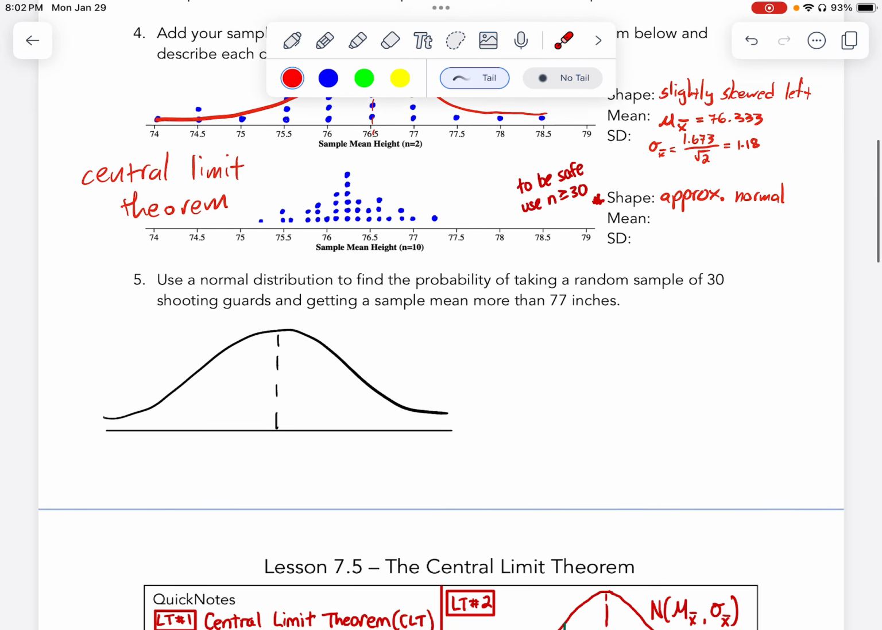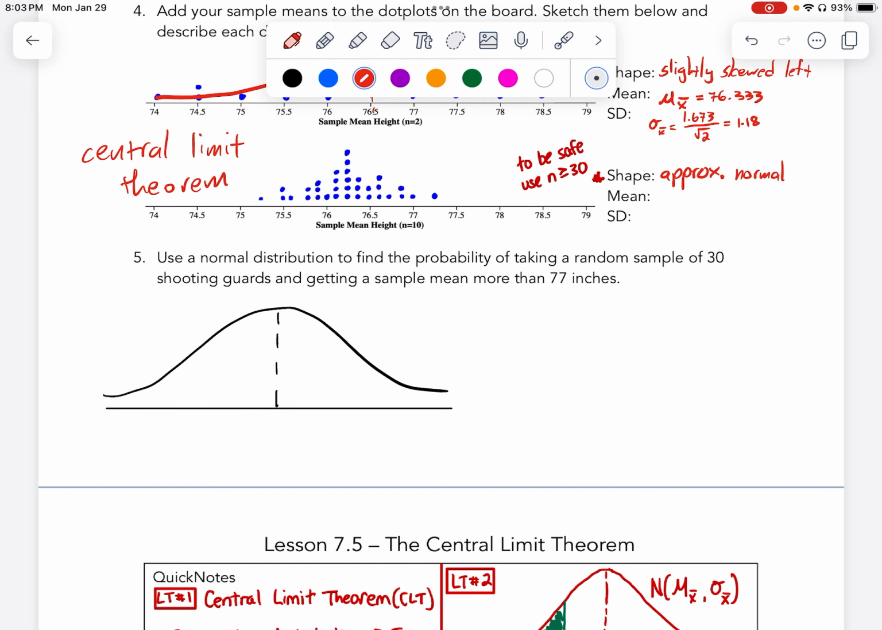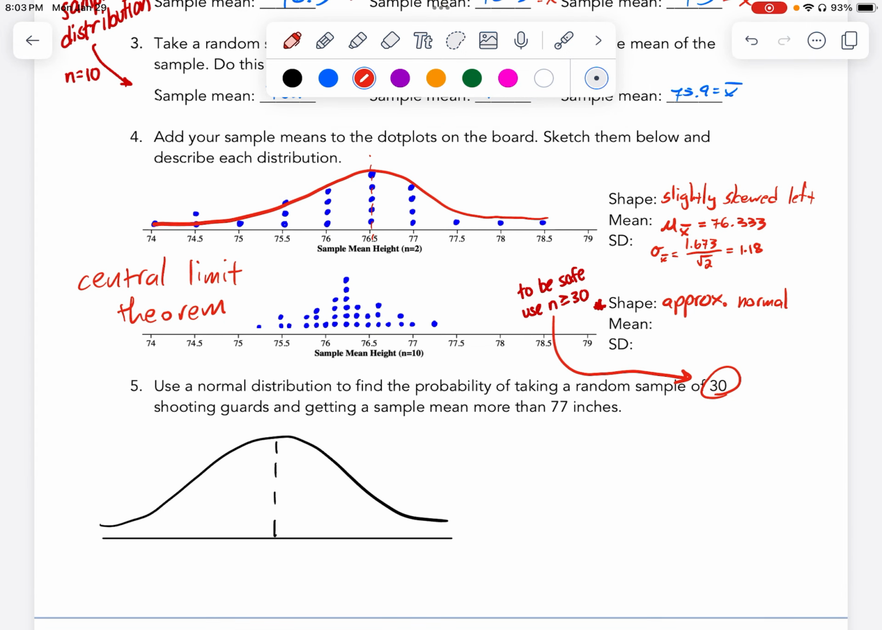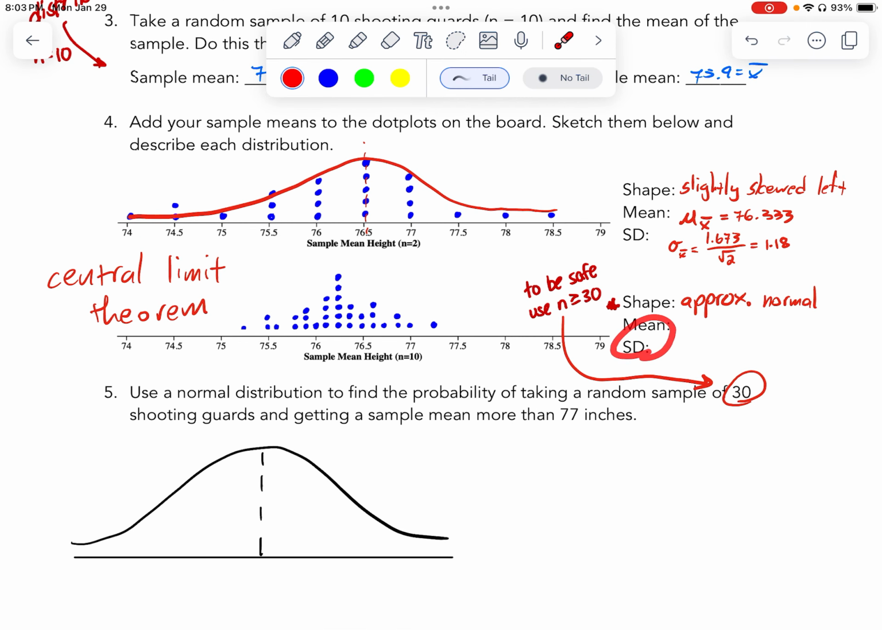Okay. Now we'll see what we can do here. Number 5. Use a normal distribution to find the probability of taking a random sample of 30 shooting guards. Okay. I chose 30 because to be safe. Oh, hold up. Let me back up. I realized I just skipped these two.